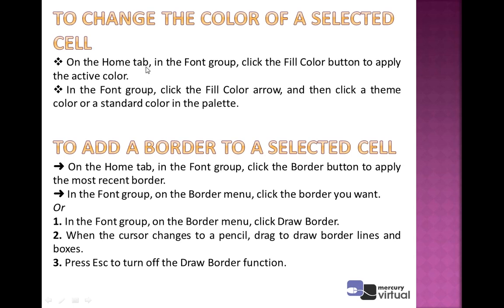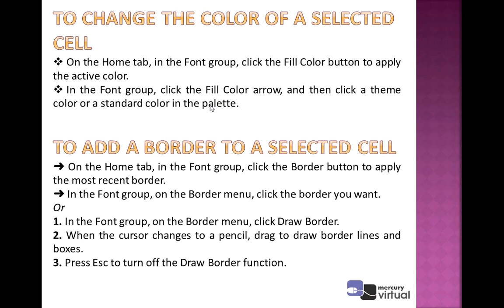On the Home tab, in the font group, which I have already discussed, click the fill color button, which I have just told you how to use to apply the active color. In the font group, click the font fill color arrow, then click a theme color or a standard color in the palette. Means you can simply use the fill color and you can use any color for filling the cell, means filling the background of the cell.